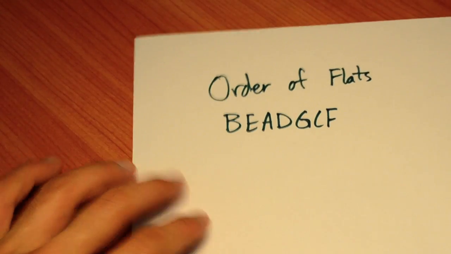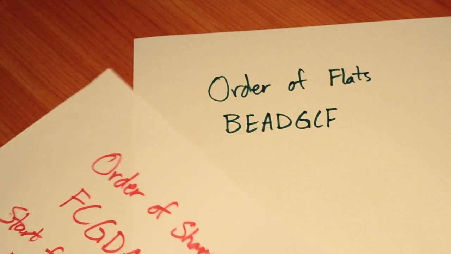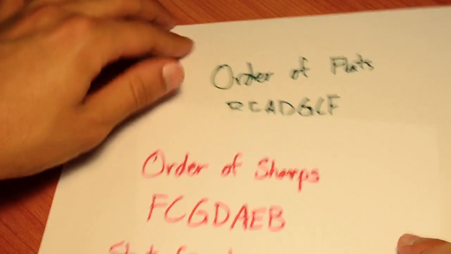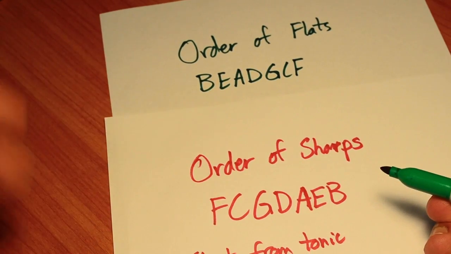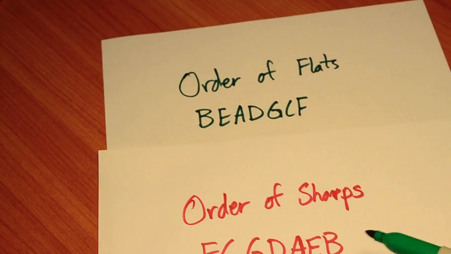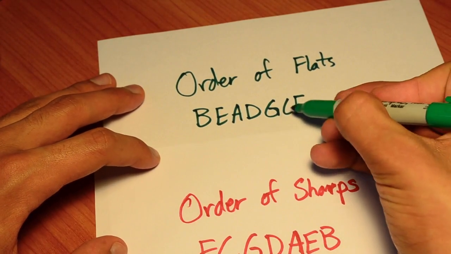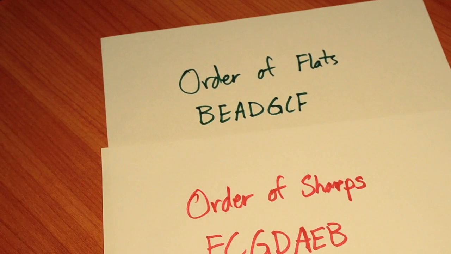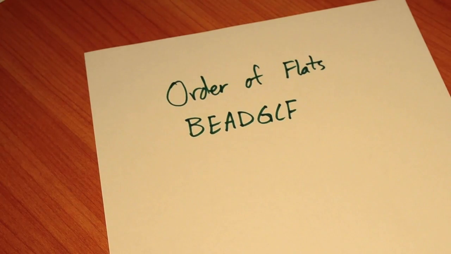Which seems just like another thing to memorize, right? But it's really interesting how it turns out that, going back to the order of sharps, the order of sharps is F, C, G, D, A, E, B. But it just happens to be true that the order of flats is the exact reverse of the order of sharps, F, C, G, D, A, E, B. So that may help you whenever you're trying to memorize these, because it is really important to memorize these sequences.